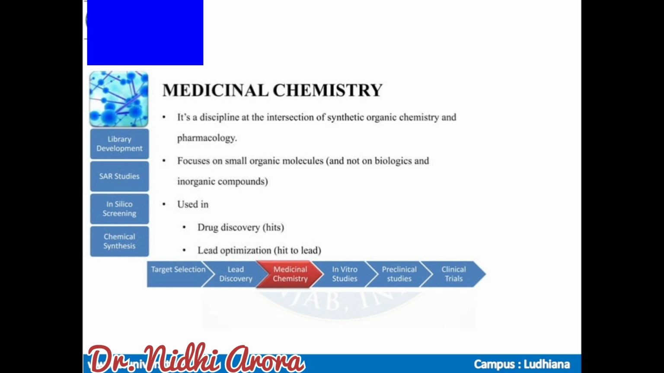So first of all, what is medicinal chemistry? Medicinal chemistry deals with the medical value of compounds. It is a branch of chemistry, a branch of organic chemistry. It is a discipline at the intersection of synthetic organic chemistry as well as pharmacology. It focuses on small organic molecules, not on biologics, as well as not on inorganic compounds. And it is used in drug discovery, hits, and lead optimization. It is hit to lead.